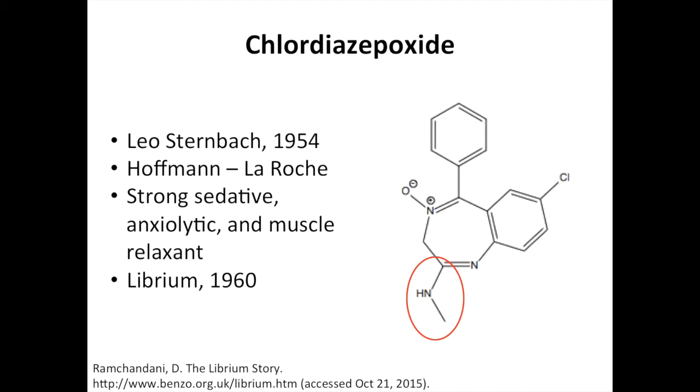Almost 2 years later, a lab assistant found the compound while cleaning out Sternbach's lab and submitted it for evaluation. This compound, chlordiazepoxide, had sedative, anxiolytic, and muscle relaxant properties. In 1960, it was approved by the FDA and sold by Hoffmann-La Roche under the name Librium.